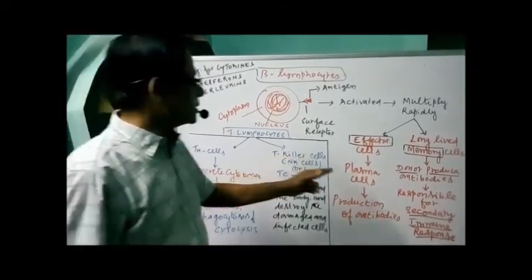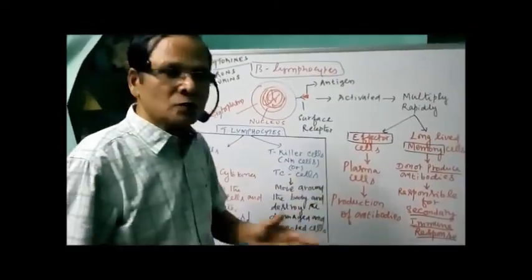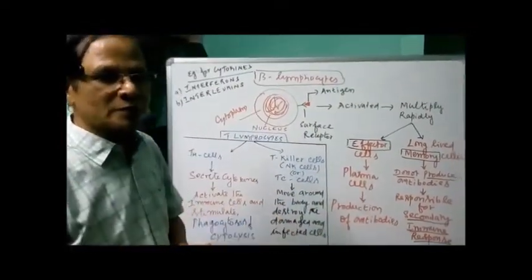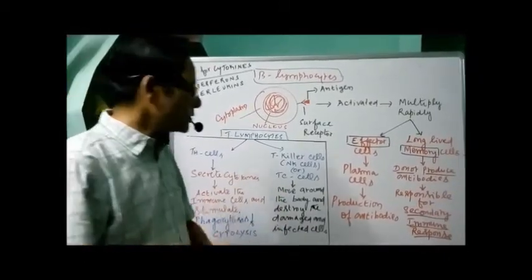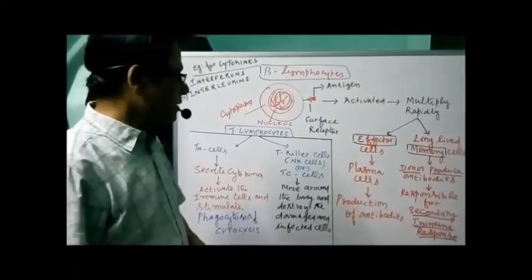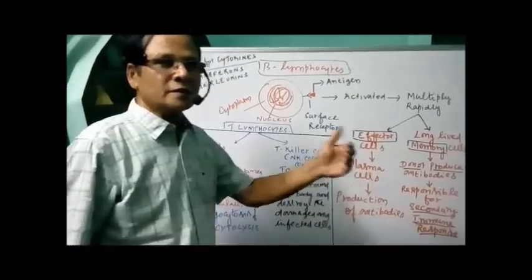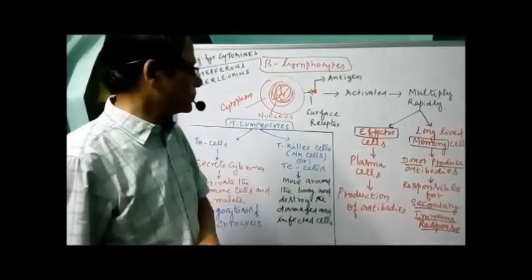So one type of cells, long-lived memory cells. Now these cells do not produce antibodies, but they retain the memory of the first encounter and are responsible for the secondary immune response, when the same antigen enters the body. Whereas the effector cells do the functions.